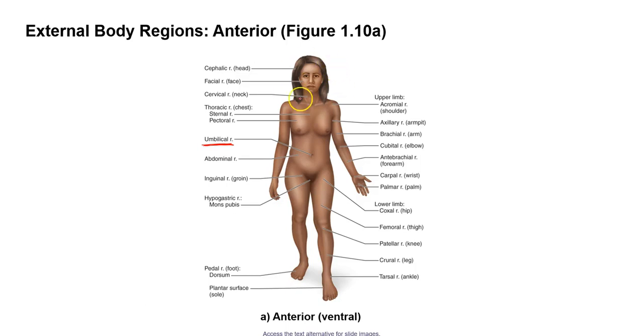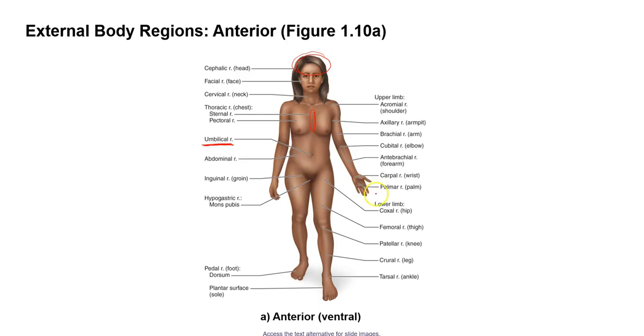If we look at the head, the cephalic region is the entire top portion of the head. The facial is what we call our face. Cervical is neck. Once we move into the thoracic or chest region, the sternal region is the very center, and then the pectoral regions are on each side of the thoracic region, typically where the pecs muscles and breast are located. Abdominal is more obvious. Inguinal is what we call the groin.